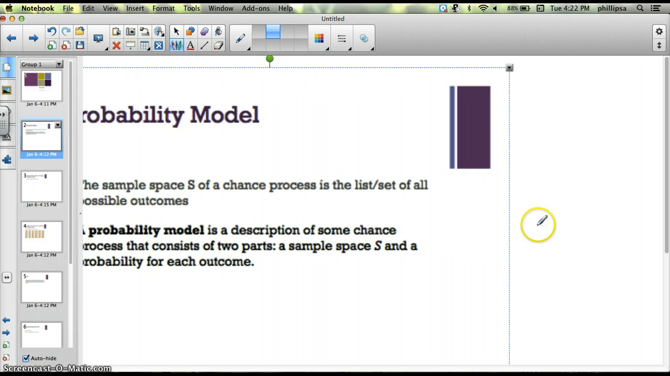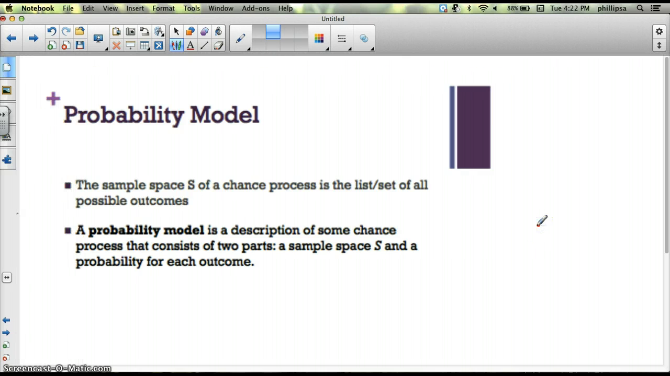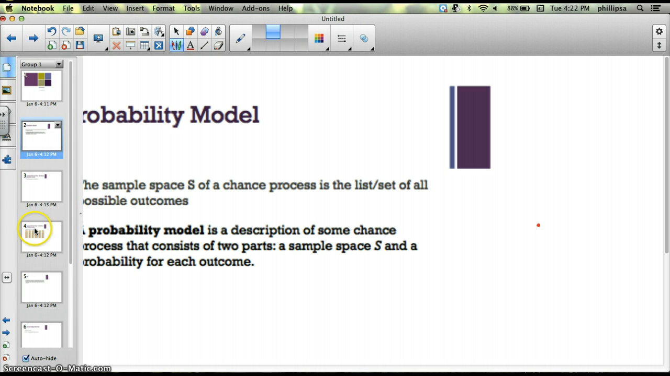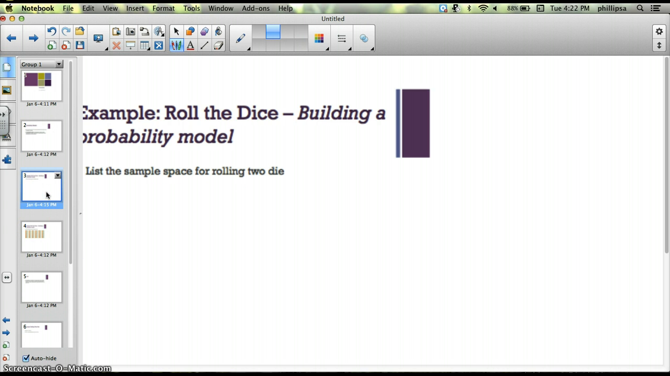So the sample space, you can use S to represent it, of a chance process is the list or set of all possible outcomes. A probability model is a description of some chance process that consists of two parts: a sample space S and a probability for each outcome. So let's talk a little bit about a sample space.